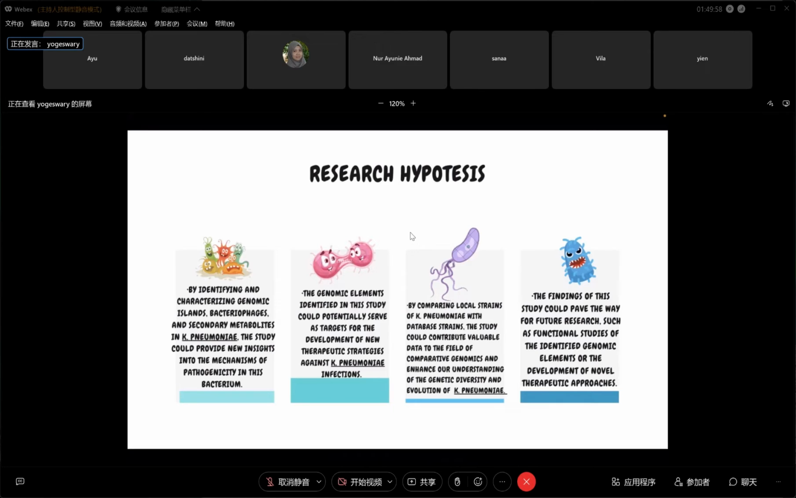And the findings of this study could pave the way for future research, such as functional studies of the identified genomic elements or the development of novel therapeutic approaches.